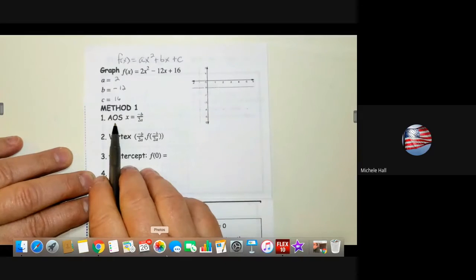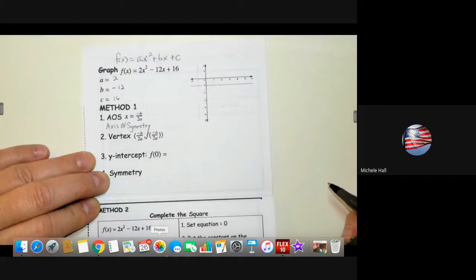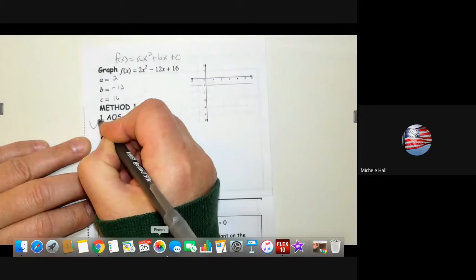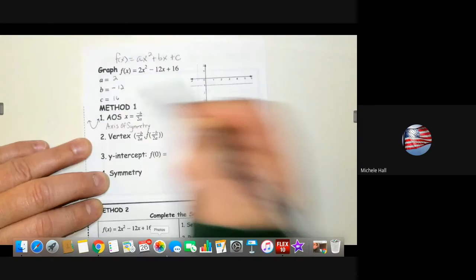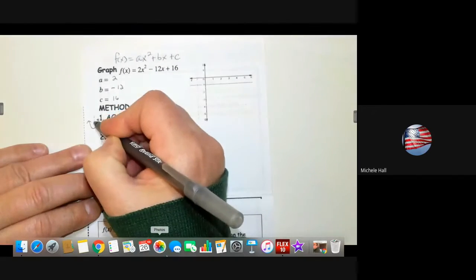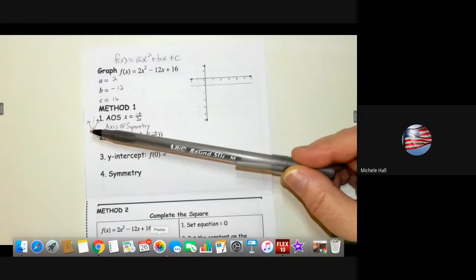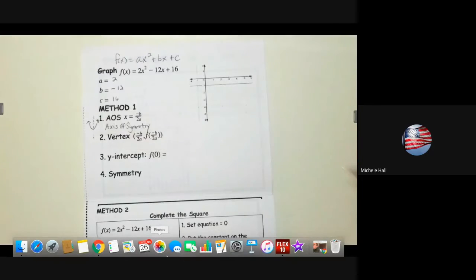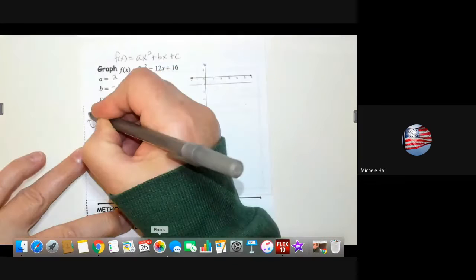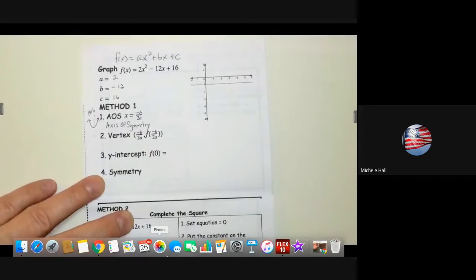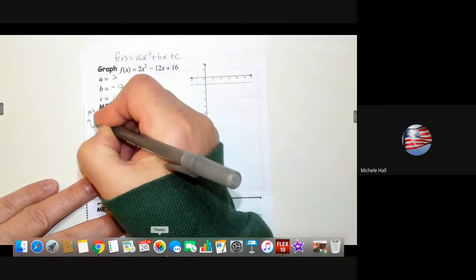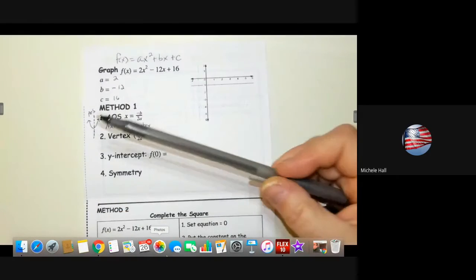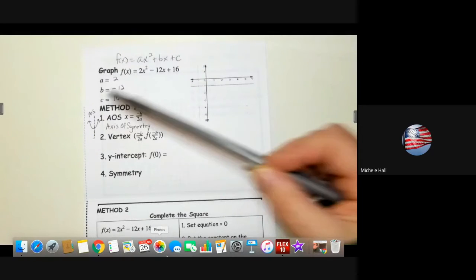AOS is the axis of symmetry. Here is a degree 2, and the axis of symmetry is a vertical line that splits the parabola and shows symmetry on the parabola. I have half on this side and half on the other side. That is known as the AOS, the axis of symmetry. You will be required to draw the axis of symmetry and label it in all your pictures.